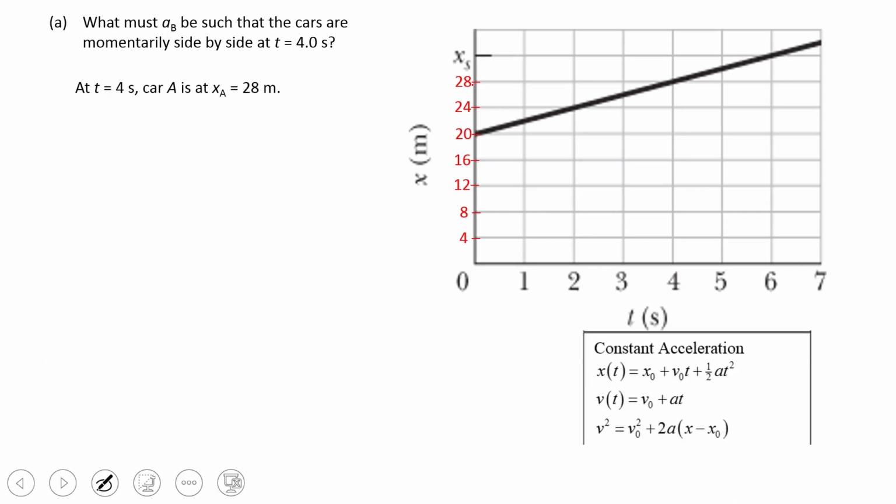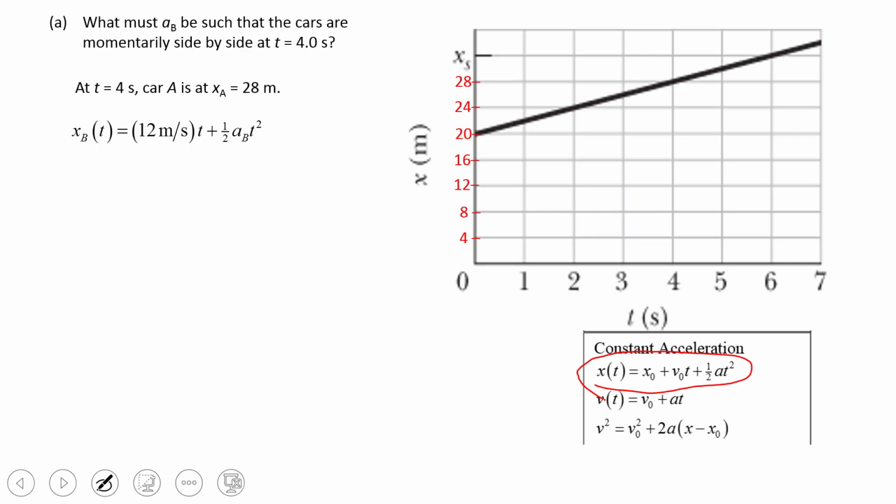So there's the result for car A. For car B, we need the constant acceleration equation. So we go back to the equation sheet. There are the basic equations, and it's pretty clear what we want to use is this position as a function of time, because we know almost everything to go into that equation. So we'll just write that down. The initial position, as I said, is 0. Then there's an initial velocity, 12 meters per second. And then there's 1/2 at squared.